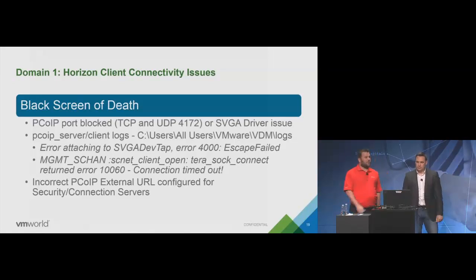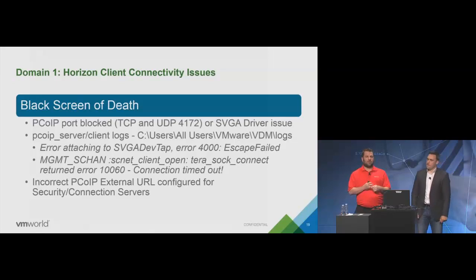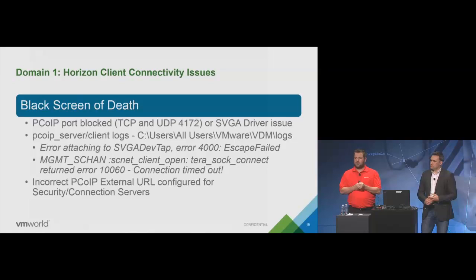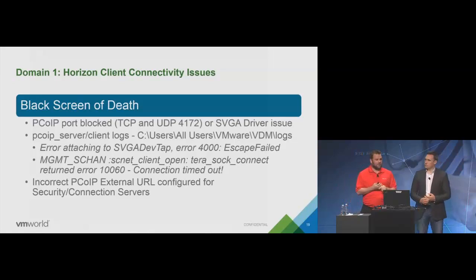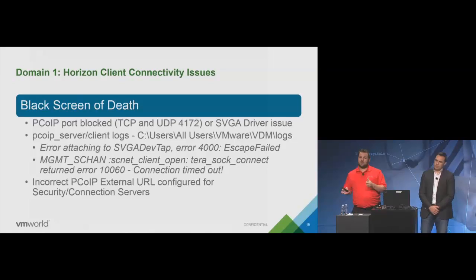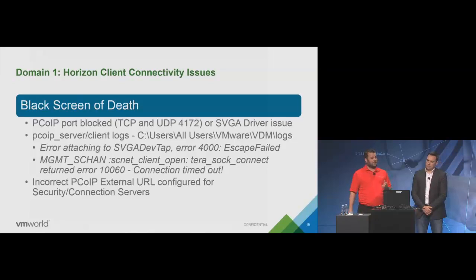Right. One other note here, a lot of times if you're making PC over IP connections from outside your network, a common cause for a black screen is if you don't have the right external URL configured in your security servers or connection servers, if you happen to be using that. Making sure that we can tunnel, but also tunnel PC over IP is important. So when you're configuring your connection servers, there's a checkbox down there. We have some documentation on using IP addresses versus host names in those two boxes. So a good thing to look up if you're experiencing black screen of death, which looks like many of you have.